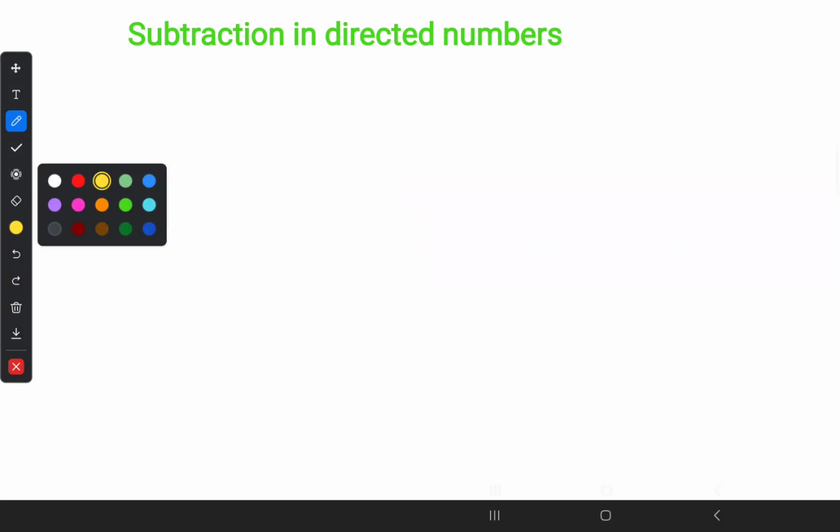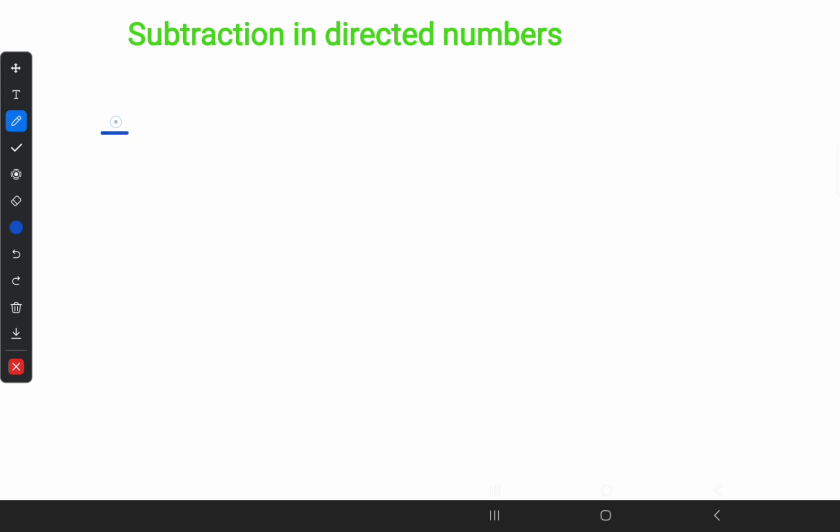To operate subtraction in directed numbers, you should definitely have a better understanding of the multiplication of directed numbers. That is the key thing before you start to do the subtraction. So first of all, from positive 5, we are going to subtract positive 3. Even though this is a subtraction, there is a hidden multiplication here.